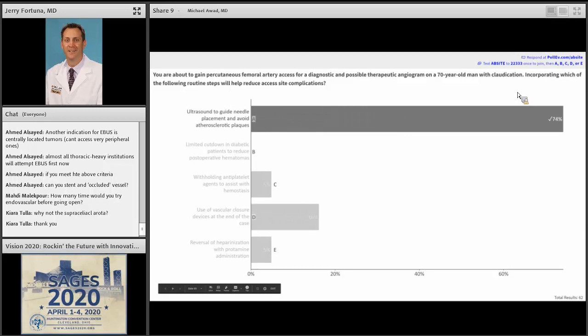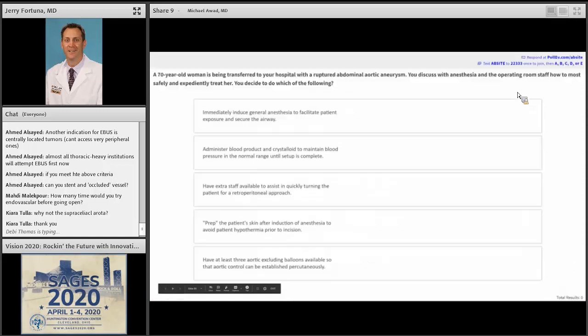Certainly we reverse if we're given heparin most of the time, but that's not associated with decreasing complication rates with appropriate pressure, and the same thing with withholding antiplatelet agents. All right.